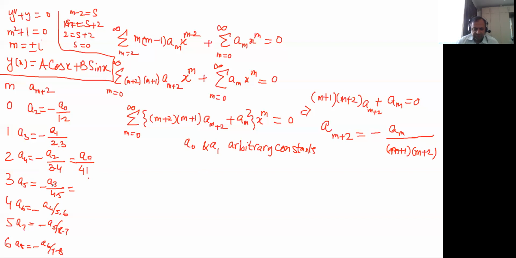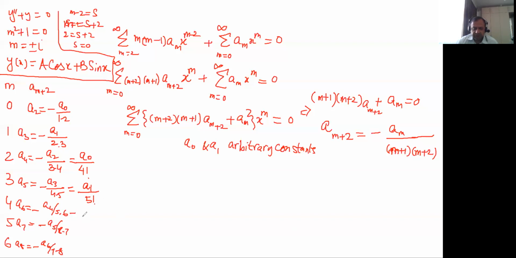So for a5, now it is in terms of a3. A3 is a1, and this is also minus. So minus minus plus. So it will be a1 over what? Over 2 times 3 into 4 times 5, which is actually 5 factorial.